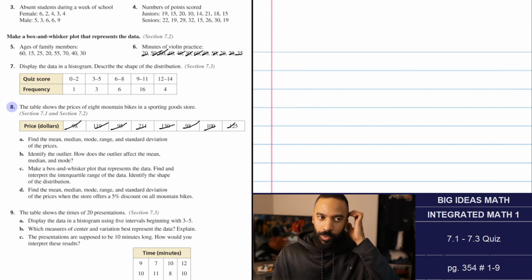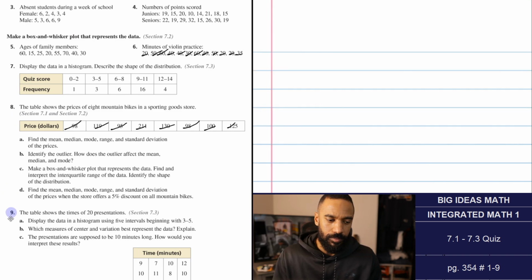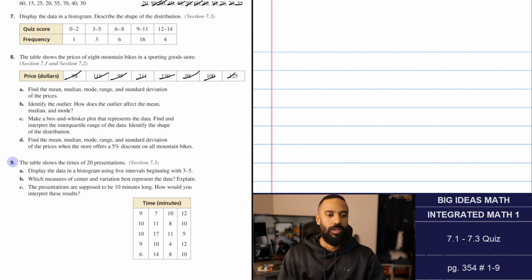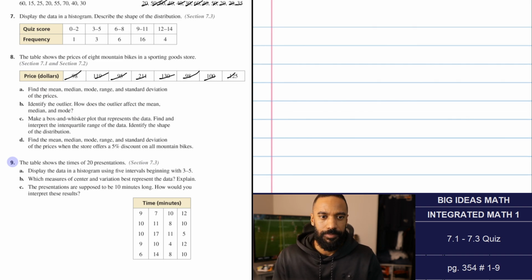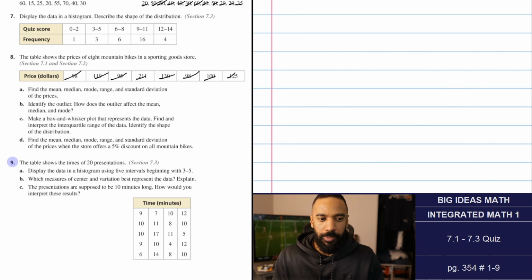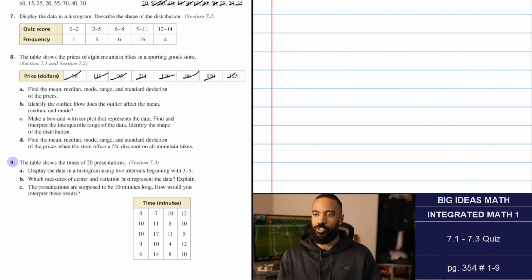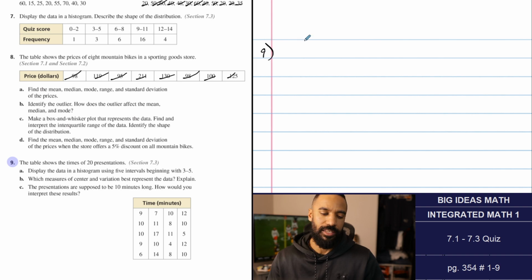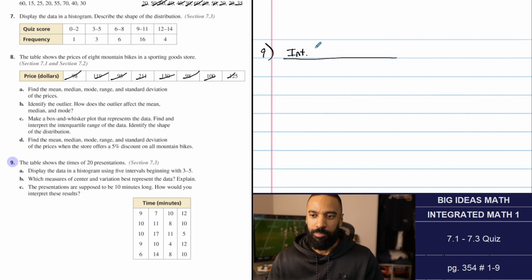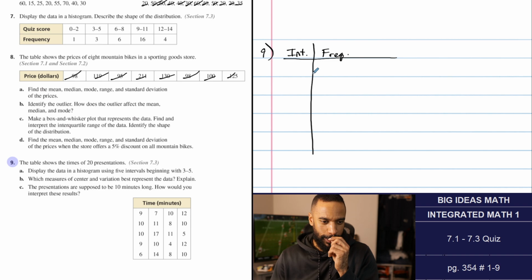Okay. Last question, number 9. The table shows the times of 20 presentations. Display the data in a histogram using 5 intervals beginning with 3 to 5. Now this is out of section 7.3. It is one that I just did, and the way that I did it at the time was I made it like, it wasn't exactly a stem and leaf plot, but I showed what intervals we're referring to and how often they occurred before I made it into the actual thing itself.